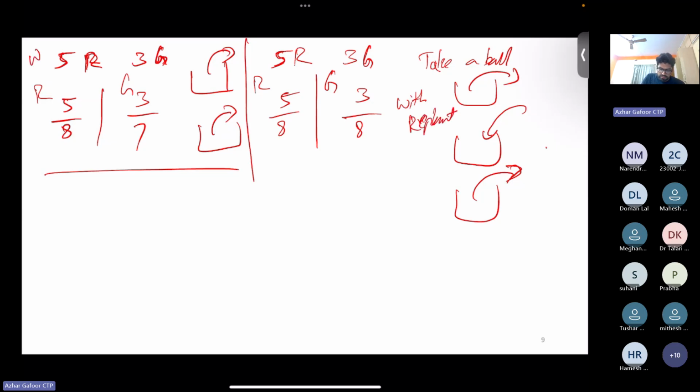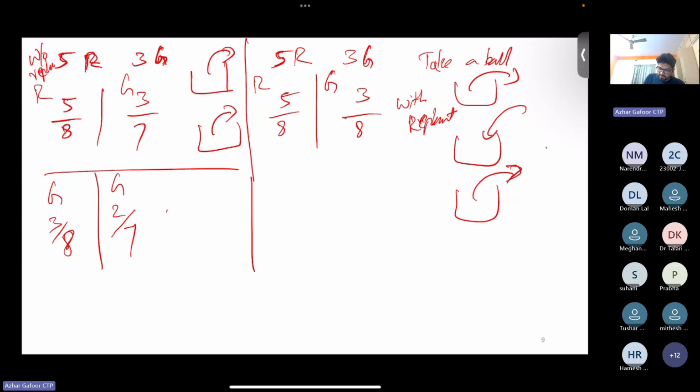Here it was without replacement. Okay, so now let's see, first we are taking a green ball, then again we are taking a green ball. So this is without replacement. So the first probability will be 3 by 8. And next the probability will be 2 by 7, because already one green ball is out and we are not replacing.